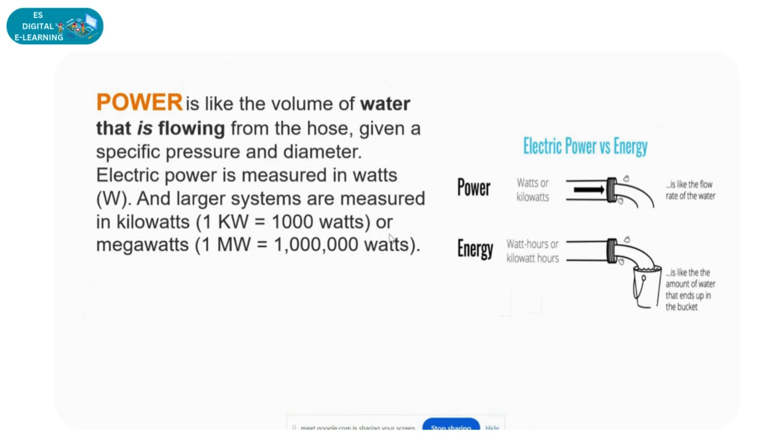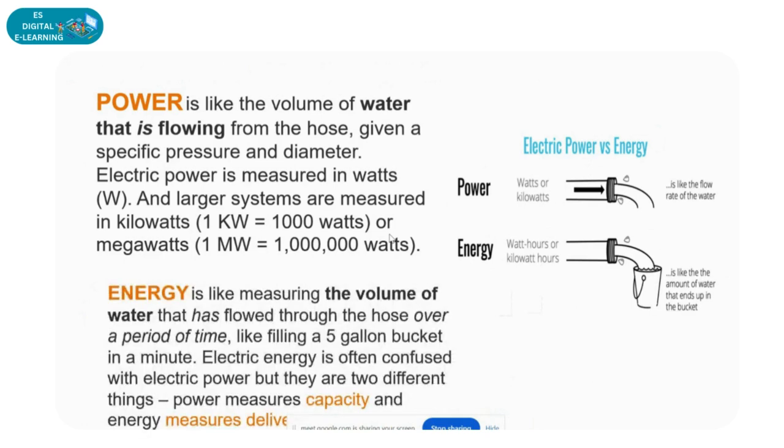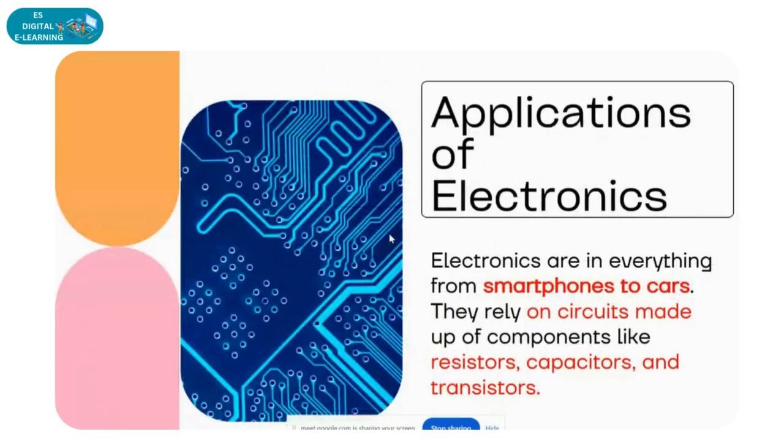And energy is measured as the volume of water that has flowed through the hose over a period of time. Whether the water should be emptied within 5 seconds or within 1 hour, it's the same way with current: what current should be distributed within 5 minutes or 2 minutes will be a part of energy.